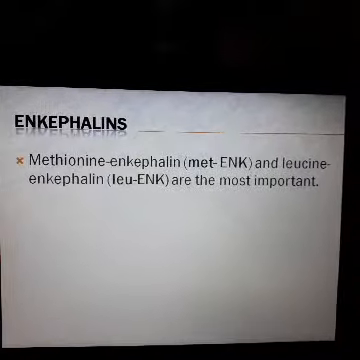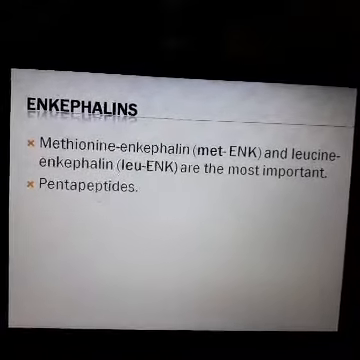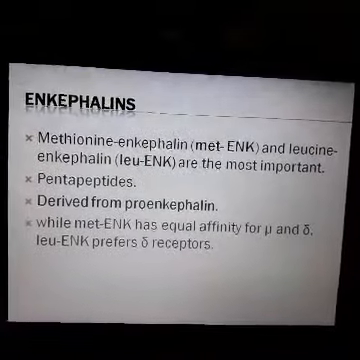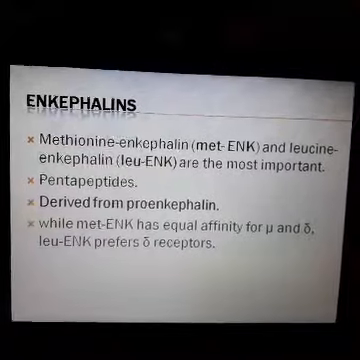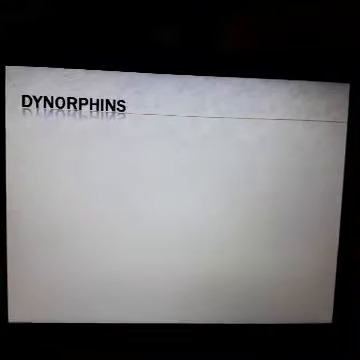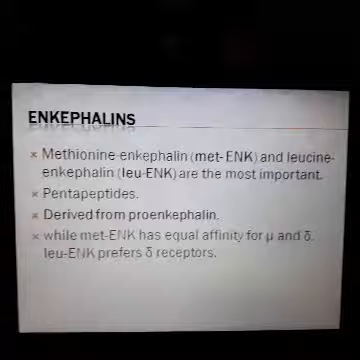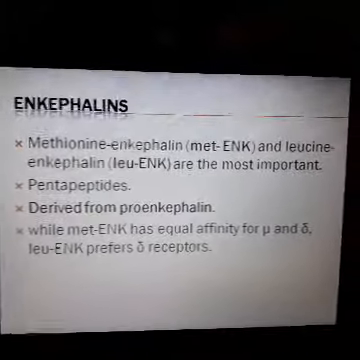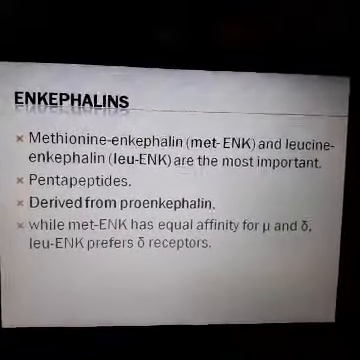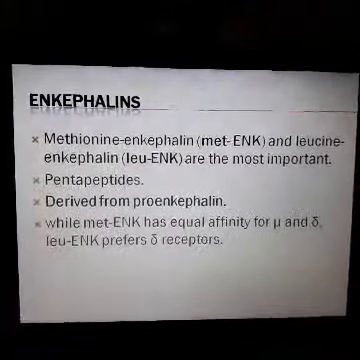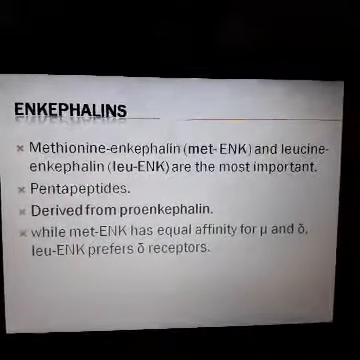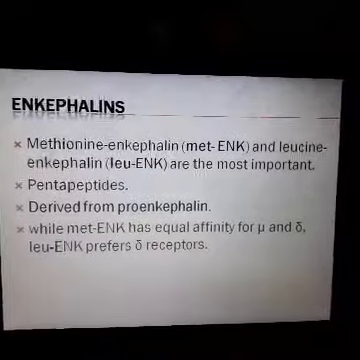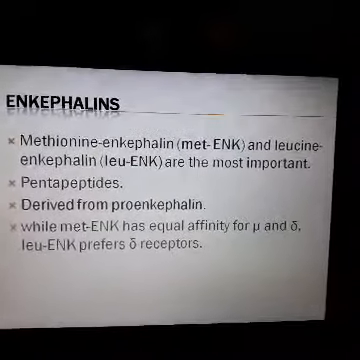Enkephalin, there are two types, methionine and leucine enkephalin. They are pentapeptides derived from proenkephalin. While methionine enkephalin has equal affinity for mu and delta, leucine enkephalin prefers delta receptors. And what is the clinical significance of enkephalin? I have mentioned that racecadotril is a drug which is used as an antidiarrheal agent. Racecadotril is an enkephalinase inhibitor, so it increases the enkephalin level, and by acting on the delta receptor, it decreases the GI secretions, and that's why it can be used in treatment of secretory diarrhea.